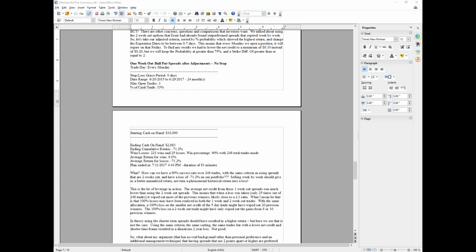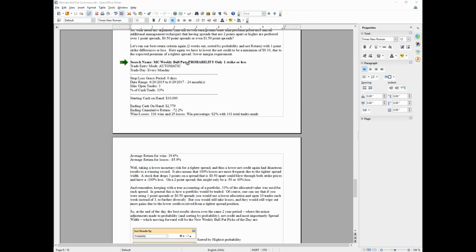Same results. Okay, here's the bull puts sorted by probability, 2 weeks out in time, 8 to 17 days out, 1 strike or less, allowing for 50-cent strikes or 1 strikes. Same time frame, same starting basis, almost the same loss. 82% win rate, but the average losers were bigger because the spread was shorter.